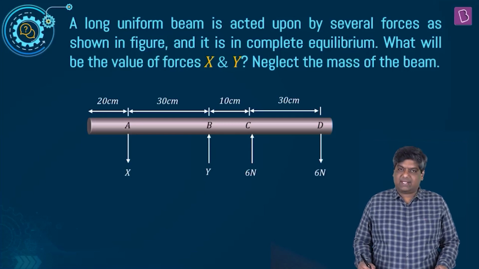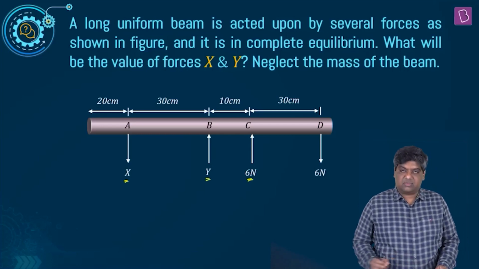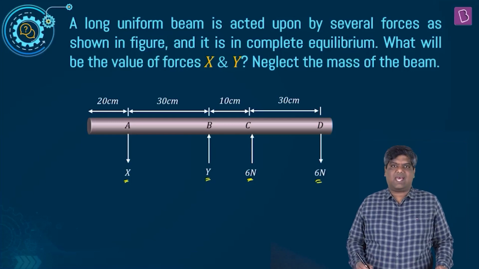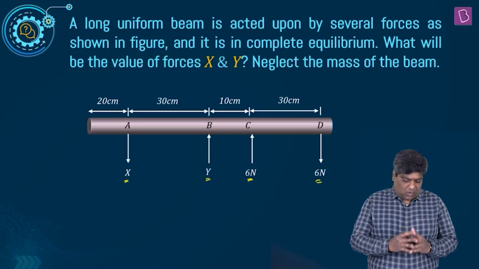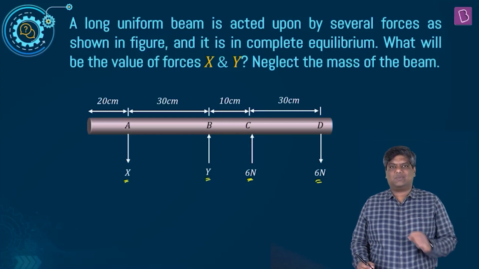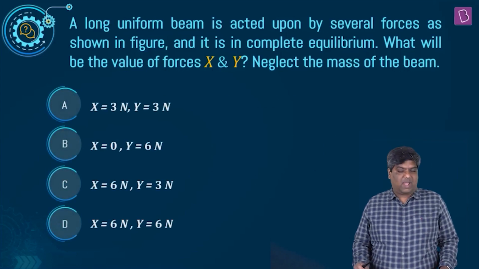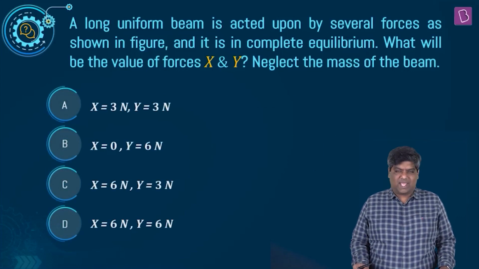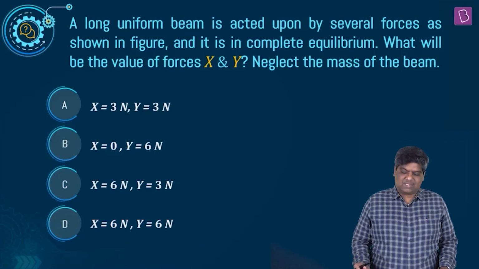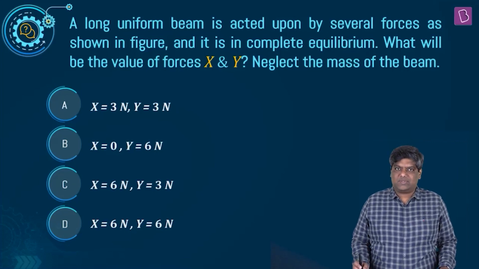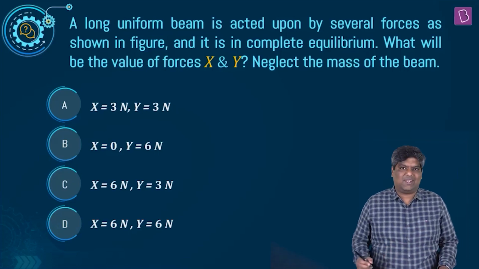So X is a force acting downwards, Y is a force acting upwards, plus there is a 6 Newton force acting up and a 6 Newton force acting down. And if this beam is in equilibrium, what are the values of X and Y? That is what is asked for, and here are the options. X is equal to 3 Newton, Y is equal to 3 Newton; X is equal to 0, Y is equal to 6; X is equal to 6 Newton, Y is equal to 3 Newton; and X is equal to 6 Newton and Y is equal to 6 Newton. Let us see which one of these options turns out to be the correct one at the end.